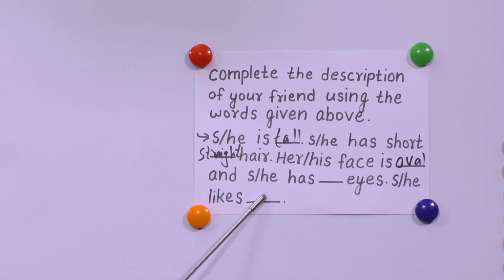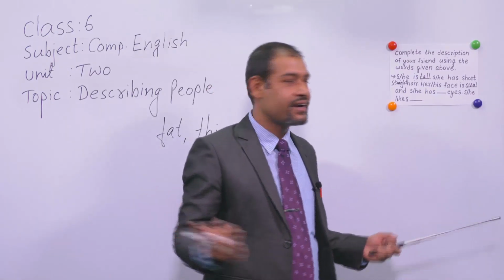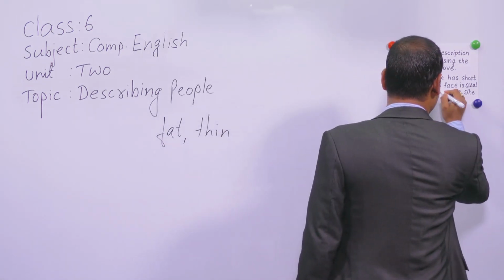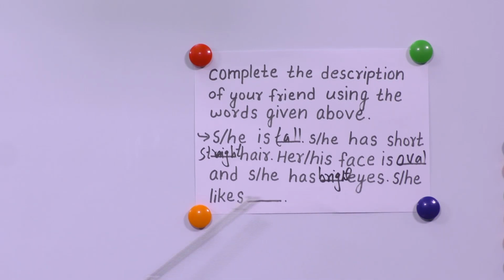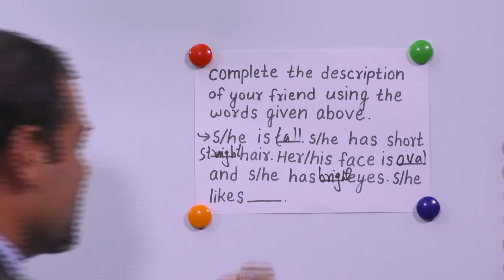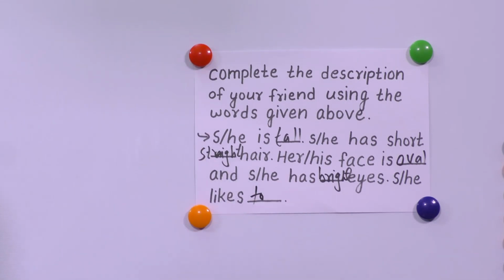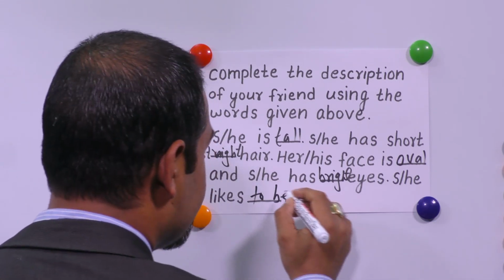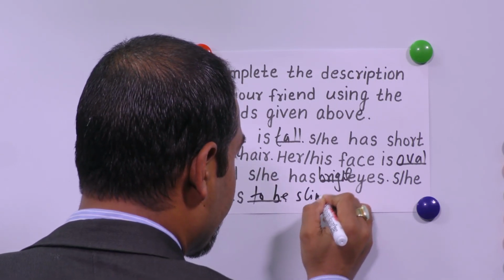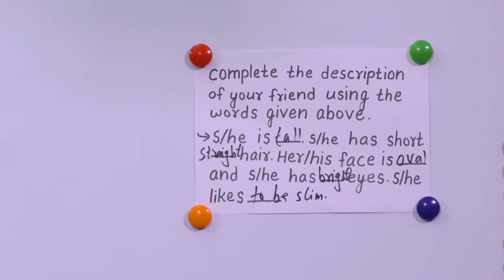Face is oval and she has what type of eyes? Well, you can write down bright eyes. B-R-I-G-H-T, bright eyes. And what can you write down? She likes. Anything you can write down. She likes. If she is fat, you can say she likes to be slim. No problem. Let's play with the words that we have already practiced, okay? She likes to be, let's say, slim. Is it clear, dear students?